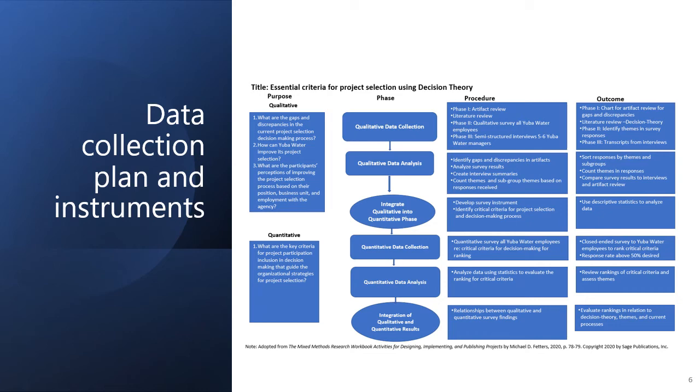As we go through the phases, we'll look at the qualitative data selection and do that analysis. We'll integrate the qualitative into the quantitative phase. And then out of that comes the quantitative data analysis, which is developing that critical criteria that will go into the final survey, to seek the employees' contribution in ranking that. So this is a chart that lays out that process through the research questions.